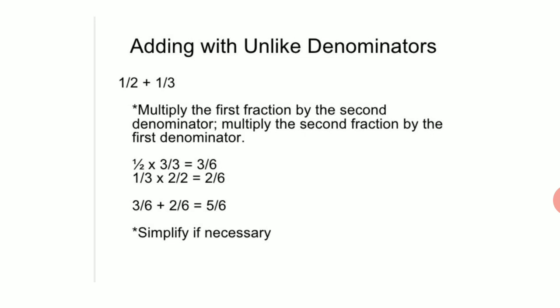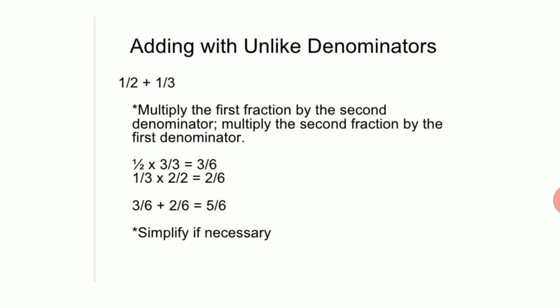So we will multiply the first fraction, that is 1 by 2. Both the numerator and the denominator will be multiplied by 3. Why? Because the denominator in the second fraction, if you see children, is 3. So 1 by 2 into 3 by 3 we do. That gives you the result as 3 by 6.